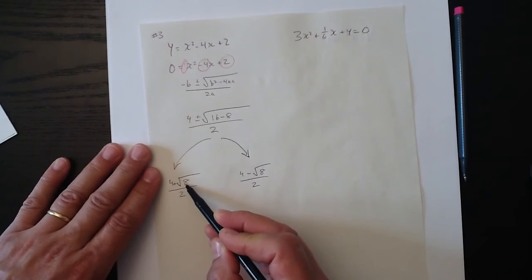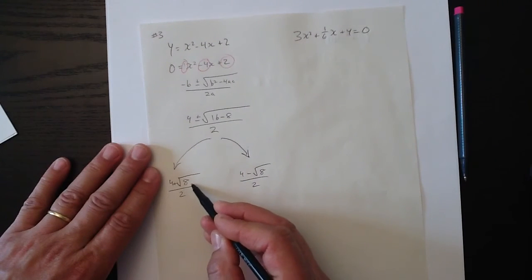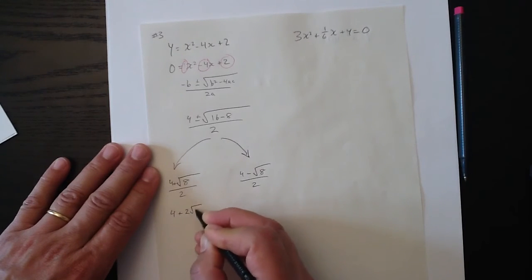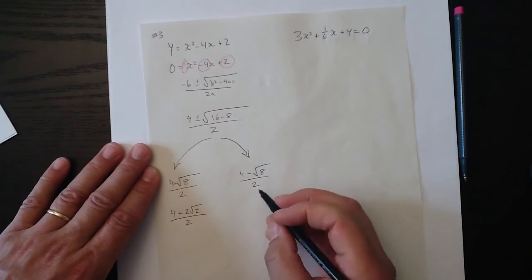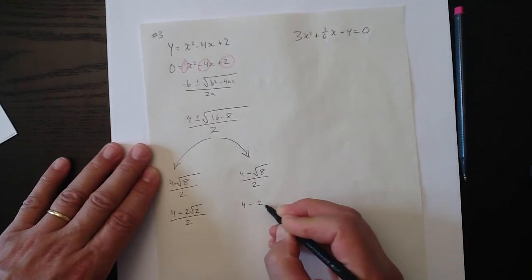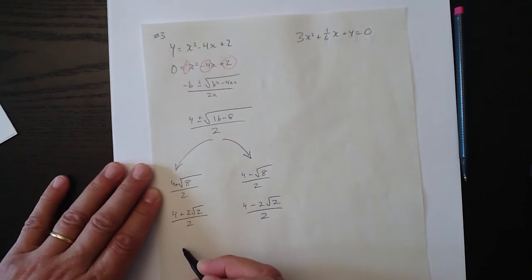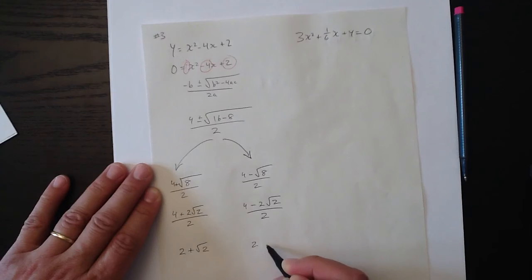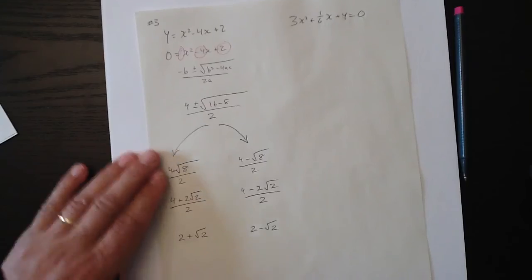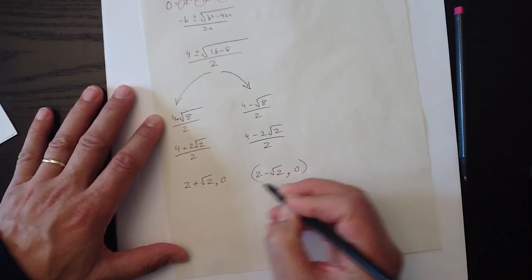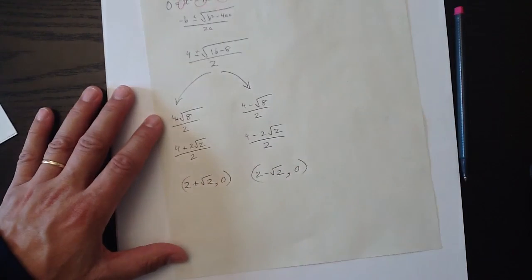Now, 8, of course, is 2 times 4, so that can be written as 2 root 2. We remember that from math last year. So 4 plus 2 root 2 over 2. And on this side here, we have 4 minus 2 root 2 over 2. We can cancel that out a little bit, and we get 2 plus root 2 and 2 minus root 2. Now those are your x's, so the y coordinate, of course, is set to 0. And those are the 2 coordinates for that one.